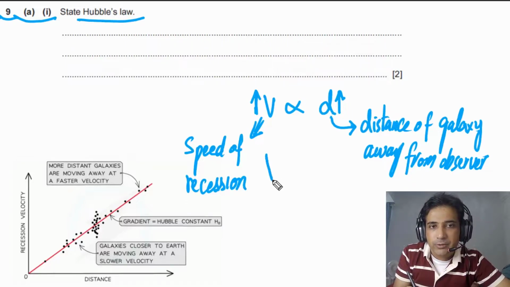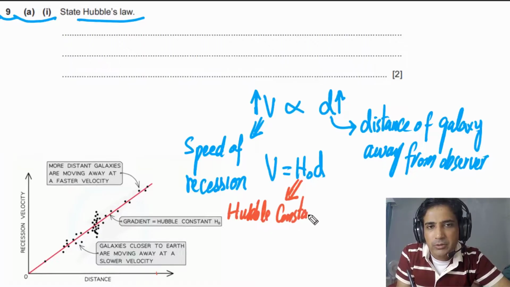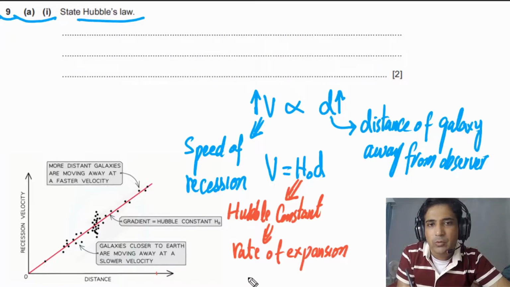We can also write this in equation form: v is equal to h naught times d. Let's try to understand what h naught is. H naught is a constant, called Hubble's constant, or simply the Hubble constant. We can also call this the rate of expansion of the universe.